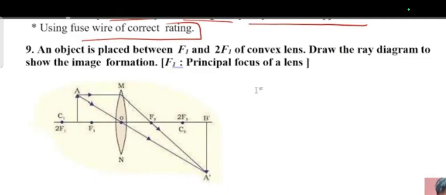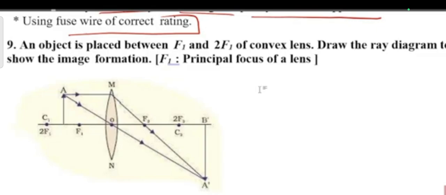Question number 9. An object is placed between F1 and 2F1 of a convex lens. Draw the ray diagram to show the image formation. F1 is the principal focus of the lens.